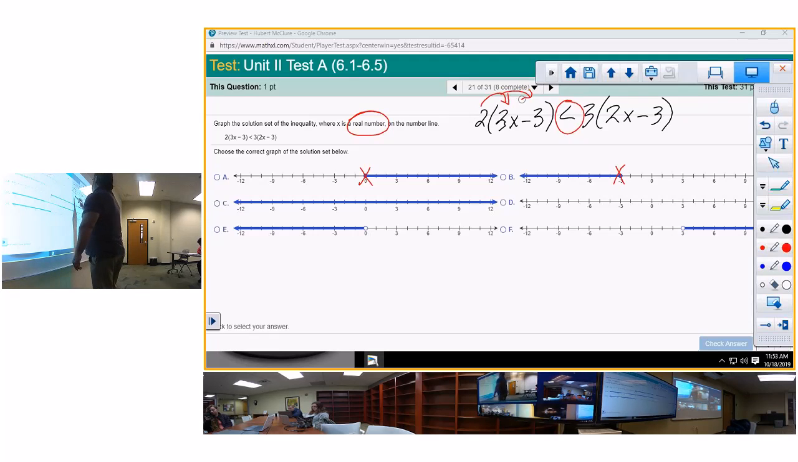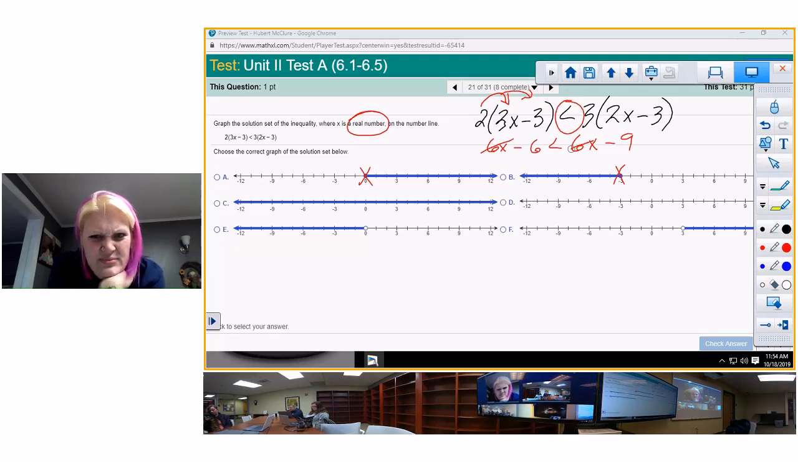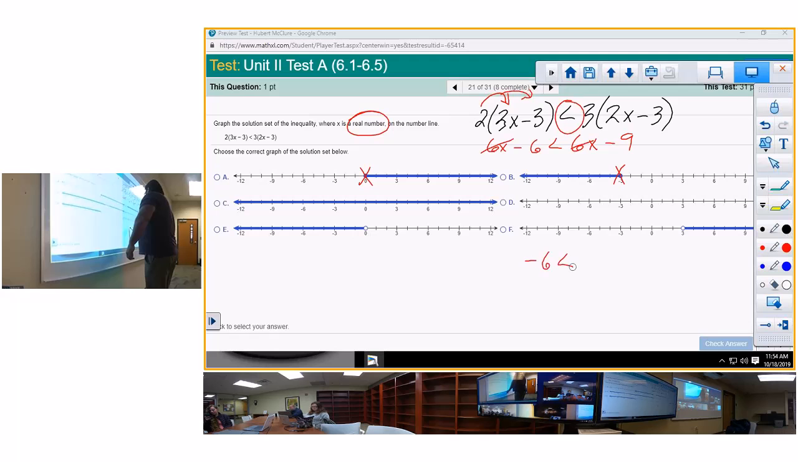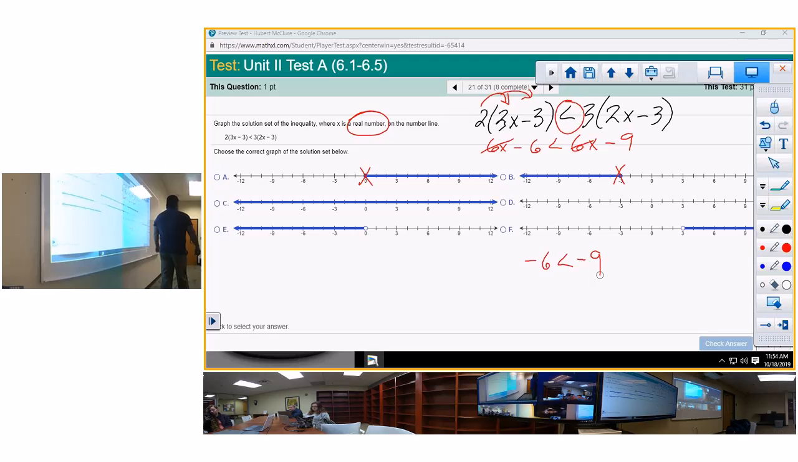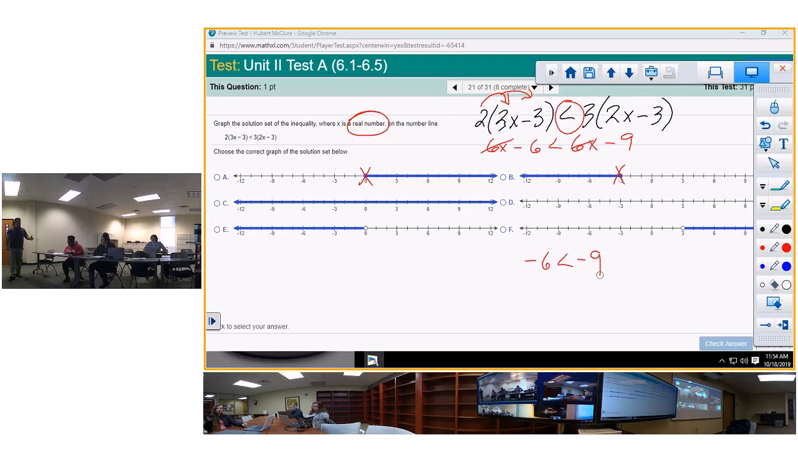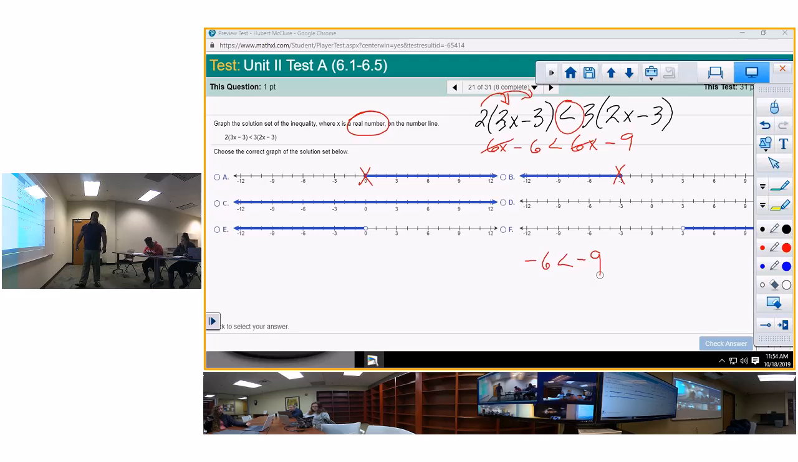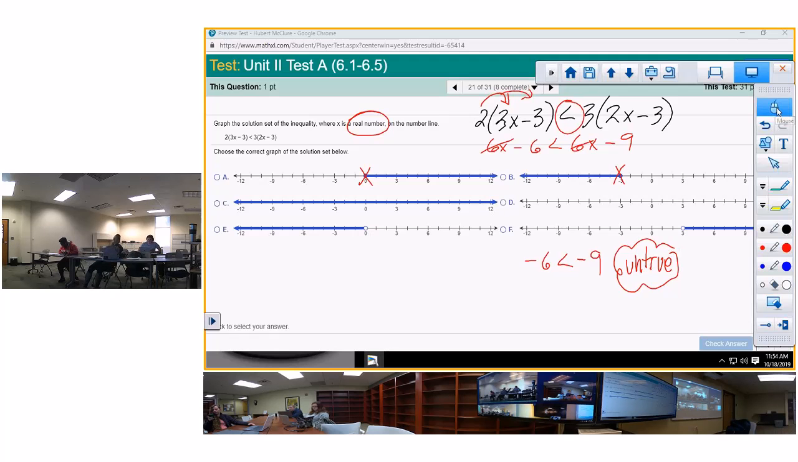What's 2 times 3? 6. 6x minus 6 less than 6x. Oh, shoot. Yeah, we're going to get something funky. And what happens to the 6x's? Cancel out. Okay, and we get negative 6. Be careful here. Don't jump the gun. Now, ask yourself one thing. What's better to have in your bank account? Negative $900 or negative $600? Negative 600 is greater. So which is greater? Negative 6. So this is an untrue statement. What does untrue mean? No solution. Which one shows no solution? D.